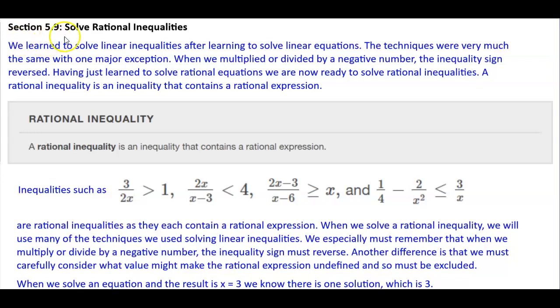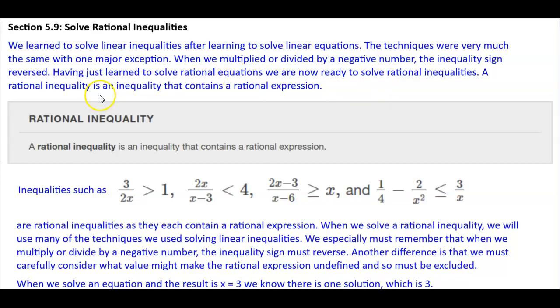Section 5.9, Solve Rational Inequalities. We learned to solve linear inequalities after learning to solve linear equations. The techniques were very much the same with one major exception. When we multiplied or divided by a negative number, the inequality sign reversed. Having just learned to solve rational equations, we are now ready to solve rational inequalities.